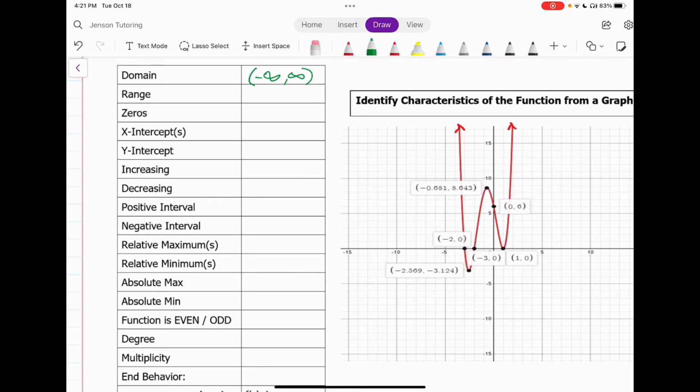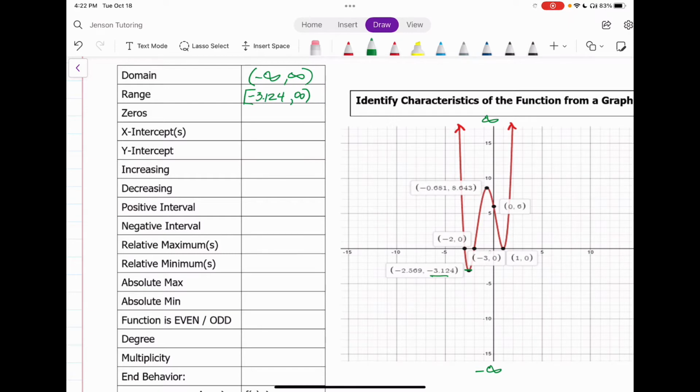The range is the set of y values that I can have in my function. And remember, the y values, I want to look from the bottom of the graph at negative infinity up to the top of the graph at positive infinity. So the lowest point on my graph is this negative 3.124. So the lowest possible value I can have is negative 3.124. And that's going to be a square bracket because it includes that value. And then it continues all the way up the graph to positive infinity.